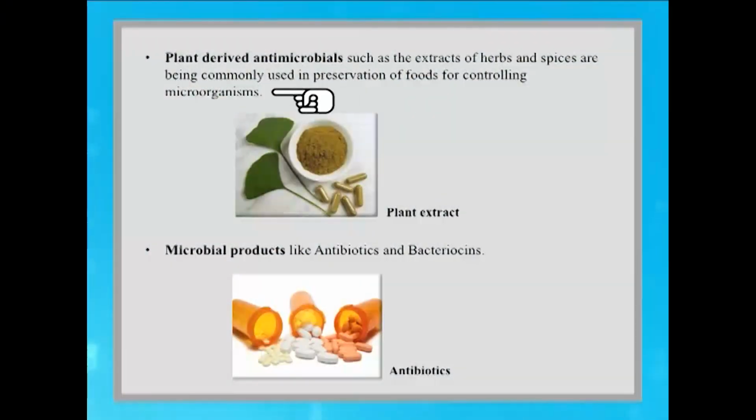Plant-derived antimicrobials are again a very important source of biopreservative, and they come from different herbs and spices which have antimicrobial activity and can be used for preservation. The third important category of biopreservative is microbial products. Microbial products take into account two different things: antibiotics and bacteriocins. Antibiotics are produced from a number of bacteria and fungi, and bacteriocins are produced from bacteria and act against a particular genus of bacteria only.